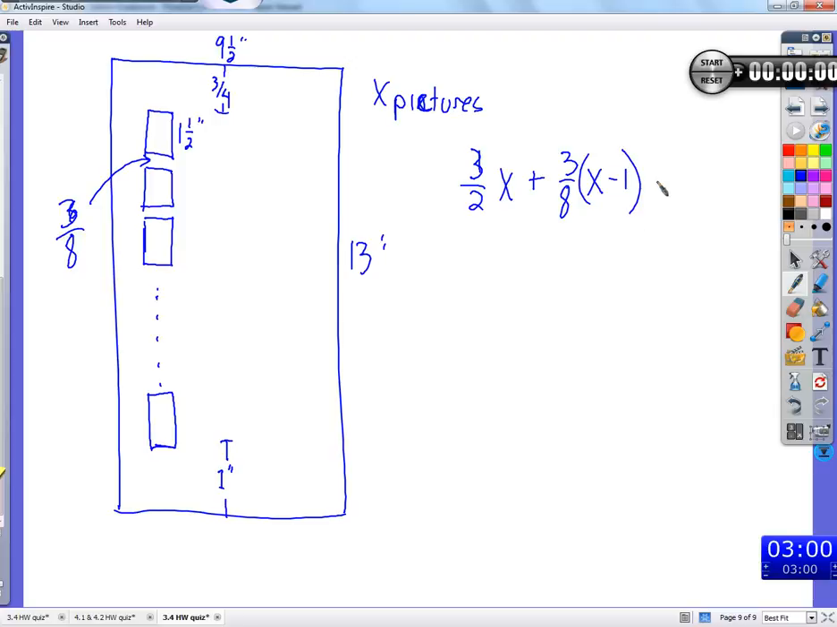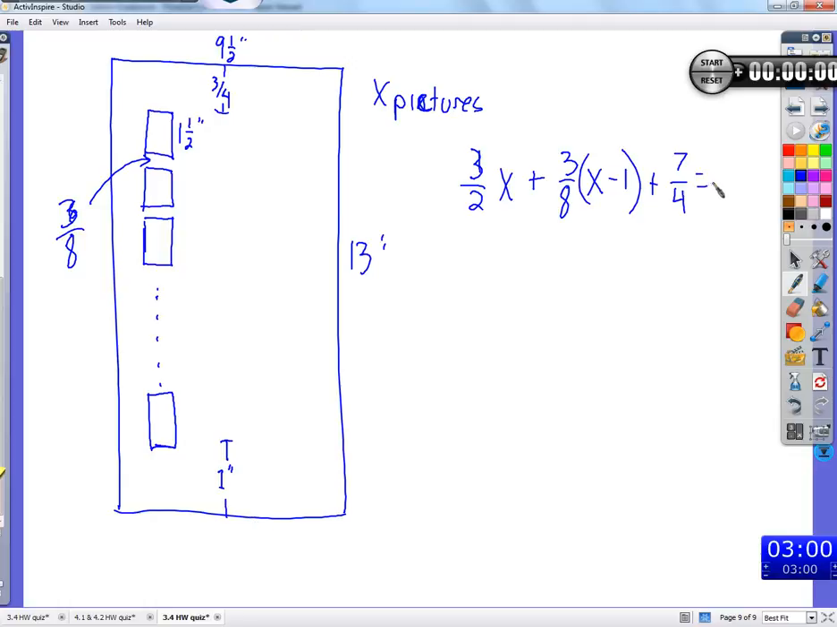Add the margins. How much space do the margins take up? 1 3/4 inches. So that's going to be 7/4. Just so that, if we had to add these together, they'd be fractions with the same denominators. Right. Well, we added all the spaces that the pictures take up, and the spaces in between the pictures, and the margins. Is there anything else left to add up? So when we add it up, what should we get?